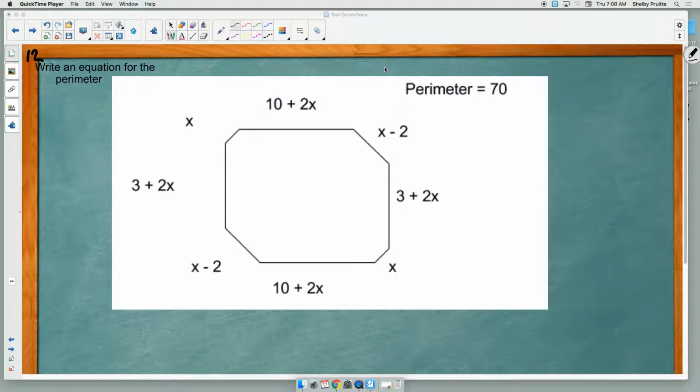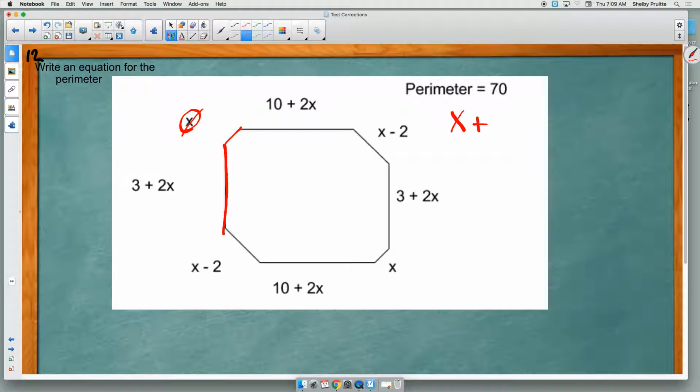You should know that if you want to find the perimeter of everything, then you need to add up all of our sides. So I'm going to start adding these up. This side is x, plus, because I'm adding, the 3 plus 2x. I just keep adding these along. The next side is plus x minus 2. This next side right here is plus 10 plus 2x.